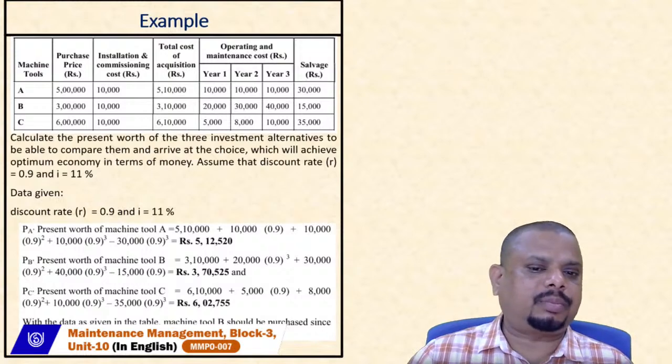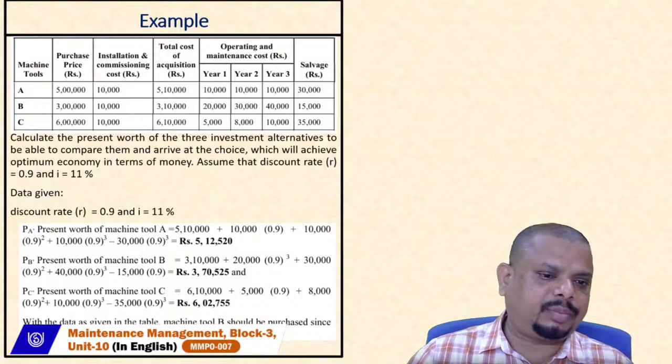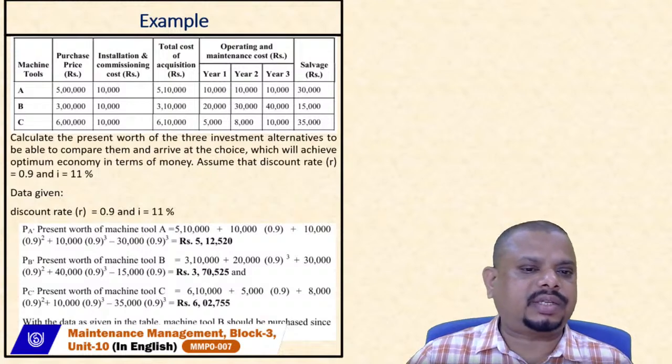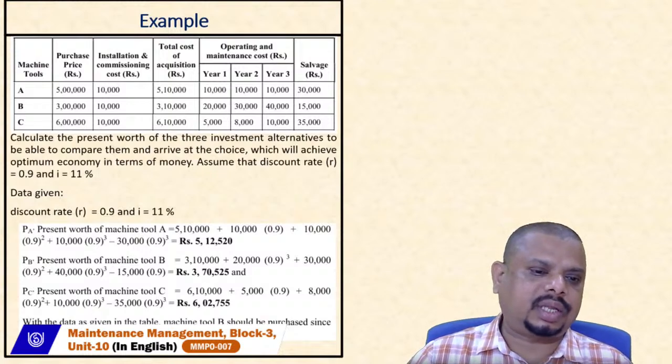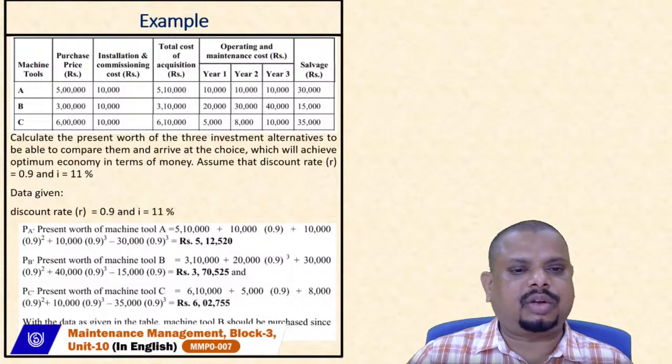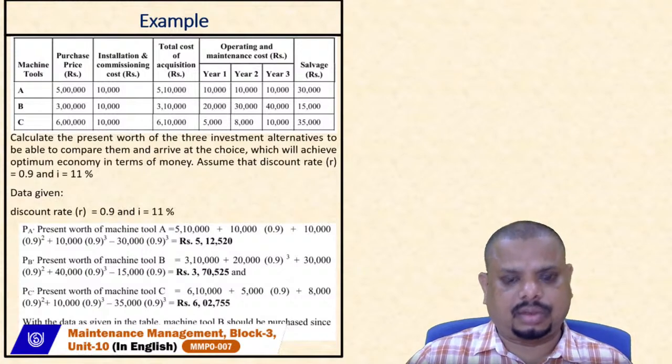In this way, they can go for the replacement policies, which is very important on the aspect of cost. And by using the present values, interest, and the calculation, we can easily identify which machine tool is most important for purchase and what is the present value cost of that particular machine.